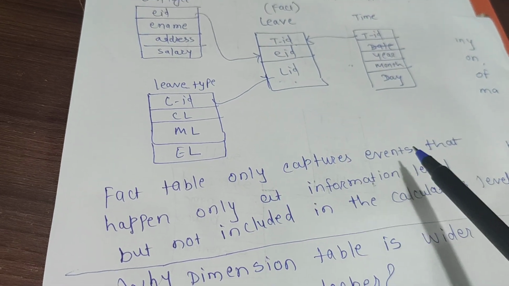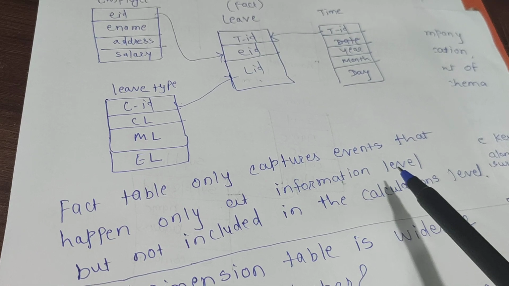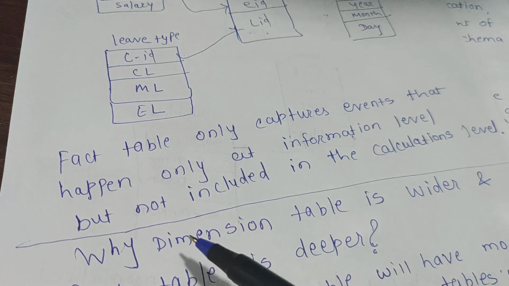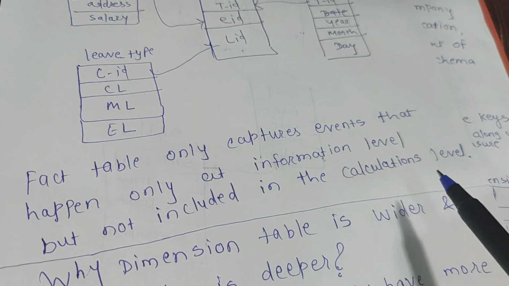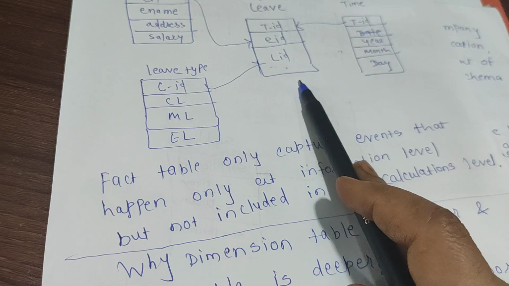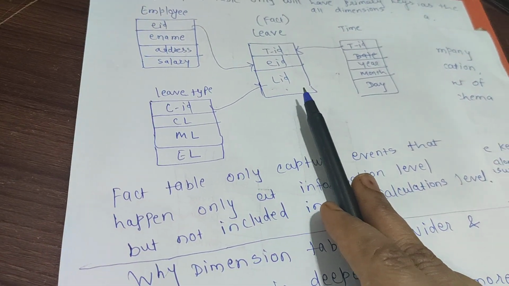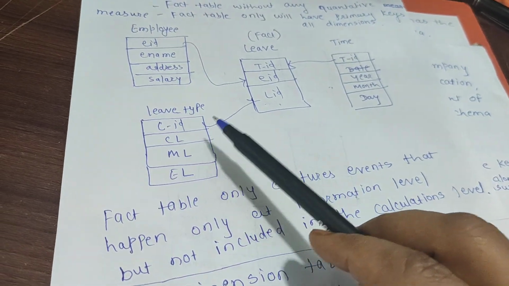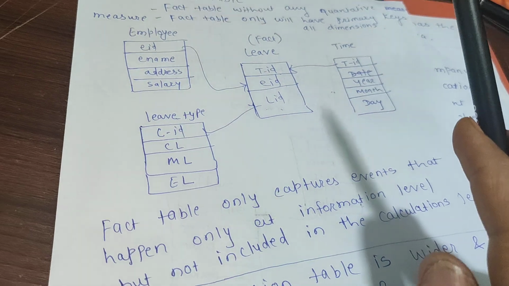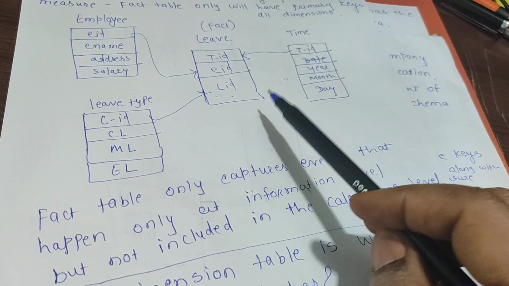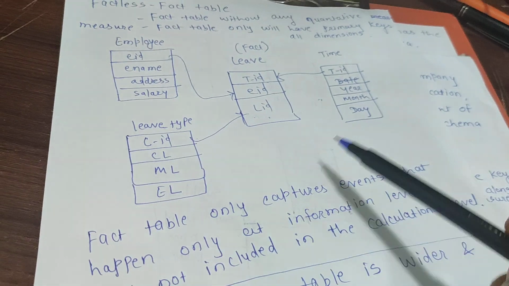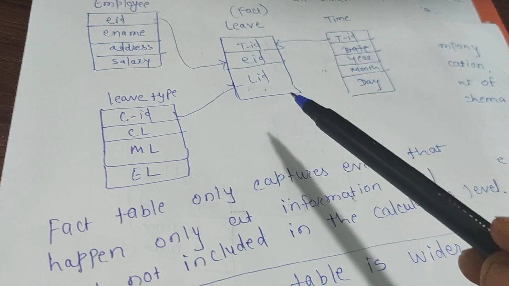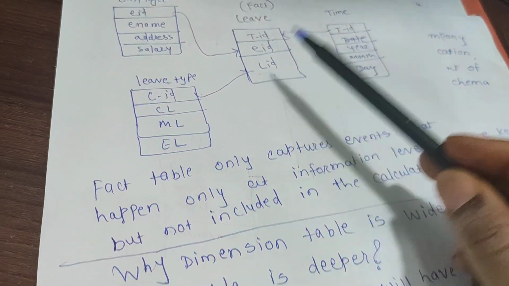When we want to capture events that happen only at the information level, we don't want any calculation. We don't want any numeric measure in the fact. We just want to capture the events, that at what time which employee has taken which type of leave. We don't want to calculate the number of leaves and all. So to capture events, to capture information, this factless fact table is used without any measure.